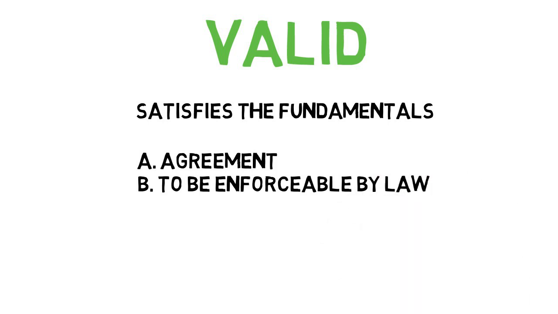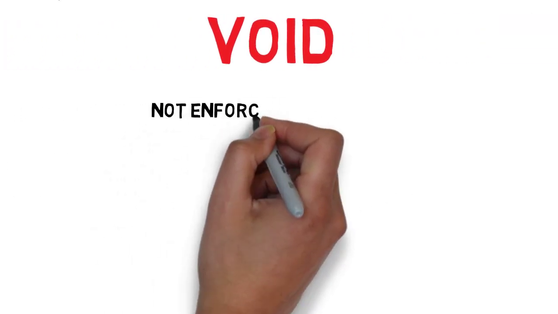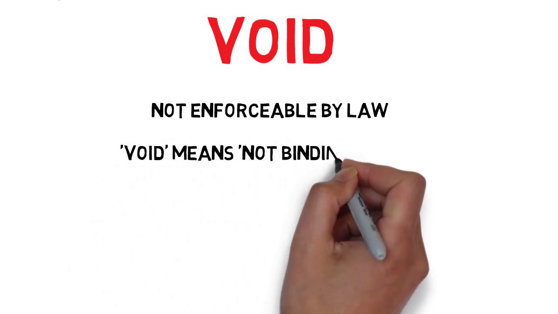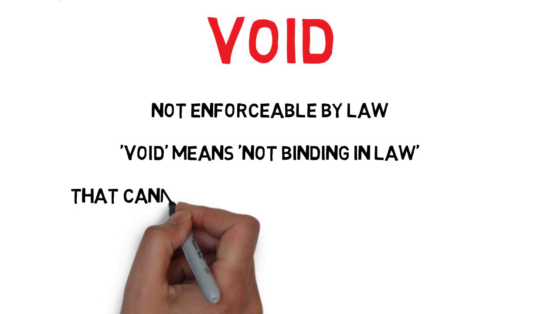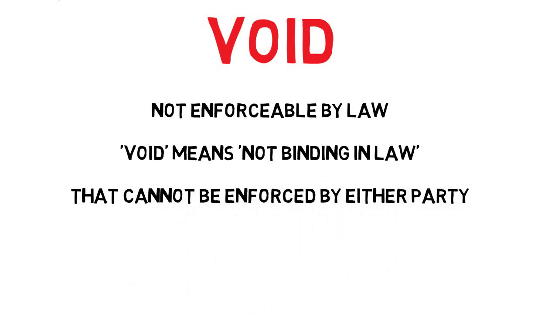Moving on to the second type, which is the void contract. A contract which is not enforceable by law is called a void contract. The word void means not binding in law. A contract which cannot be enforced by either of the party is a void contract.